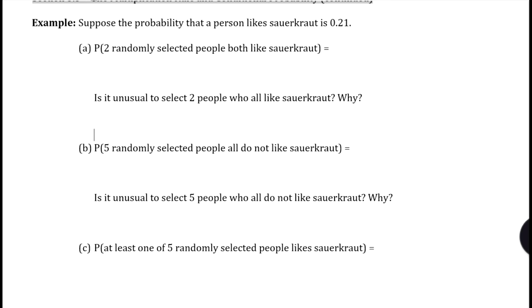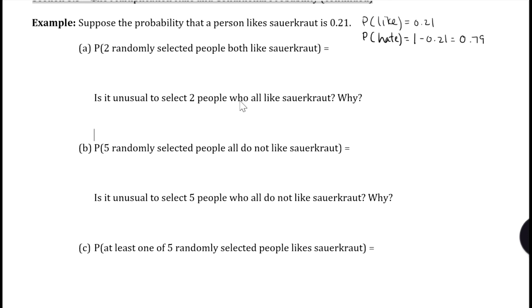So the probability that we like sauerkraut is 0.21. Probability that we hate it, I'm just making it easy. You could like it medium, but we're going to just group it into hate. It's going to be 1 minus 0.21, which is 0.79. Okay, so these are going to be some preliminary information that's going to be useful in the rest of the problems.